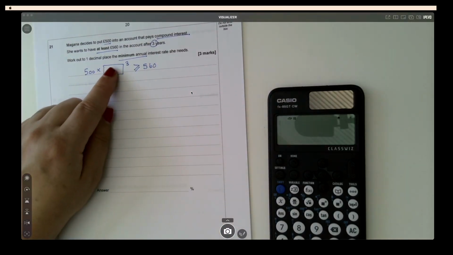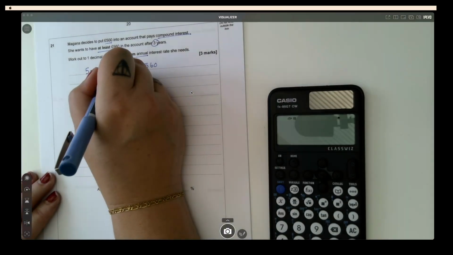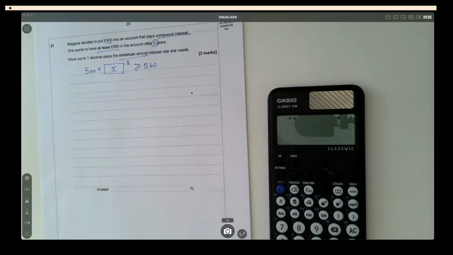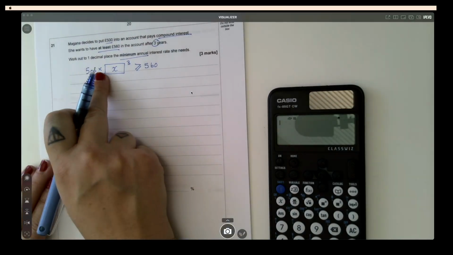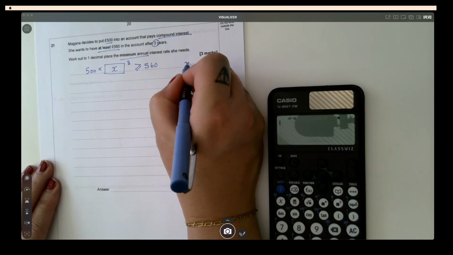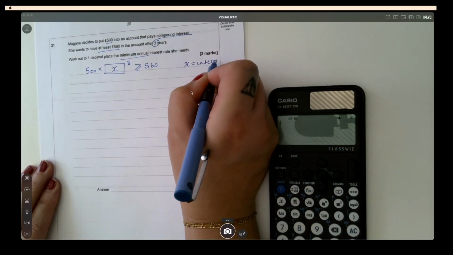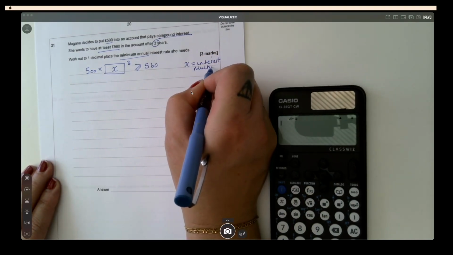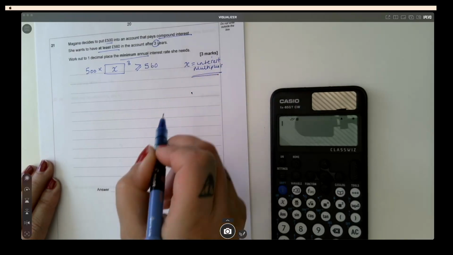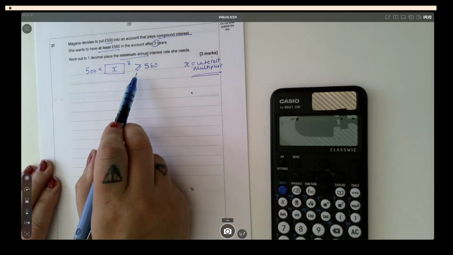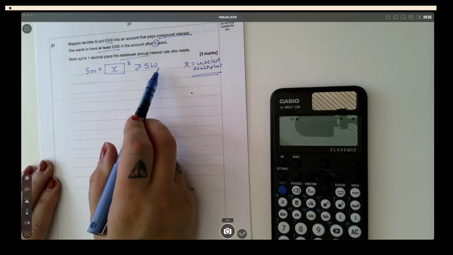But we don't know what this interest rate is. So let's call that X. And then we've got ourselves a bit of an inequality that we can have a go at solving. So 500 multiplied by x cubed. Remember, x is our interest multiplier, so we need to remember that. Is greater than or equal to 560.